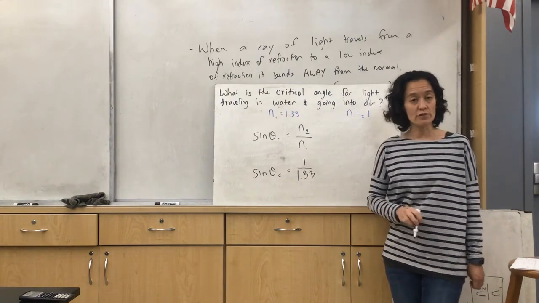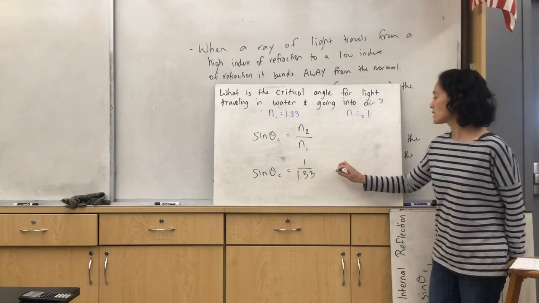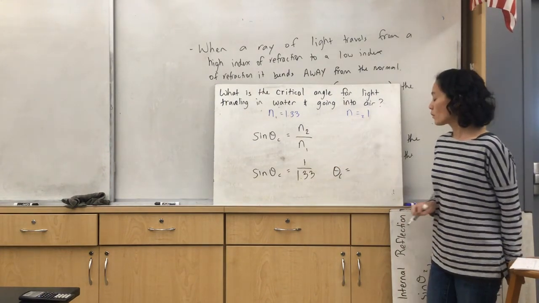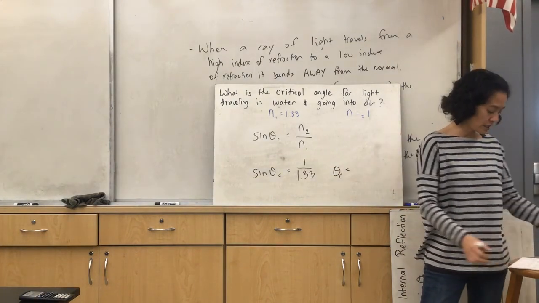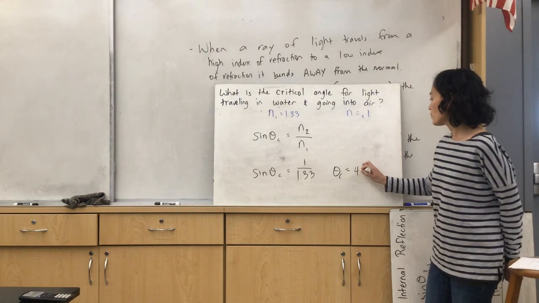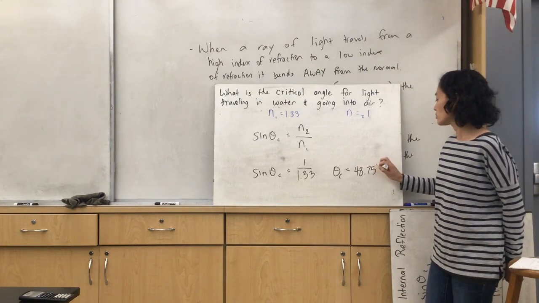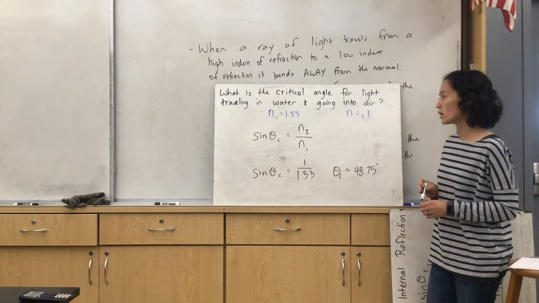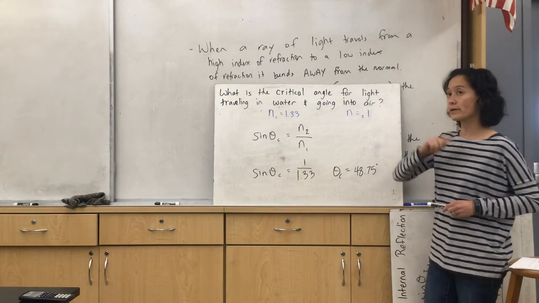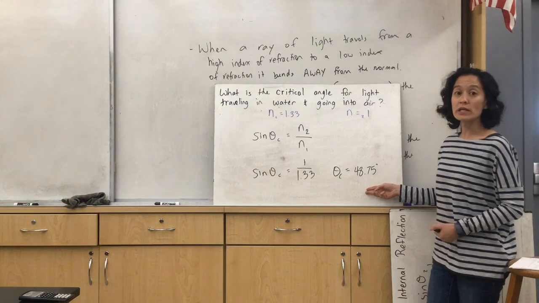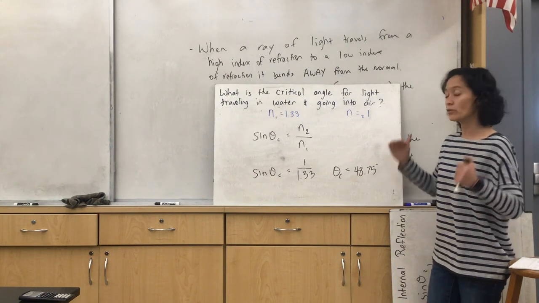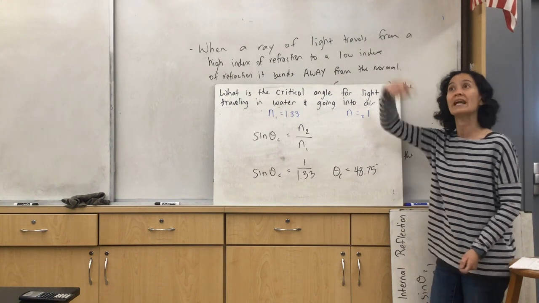And again, you'll use the inverse sine function to figure out your theta c. And if you pause the video and calculate it out, you should get that your theta c value is 48.75 degrees. Okay, so that's the critical angle for light going from water into air. If it hits that interface at anything bigger than this angle, then that light will just get reflected into the water and it won't make it out into the air.